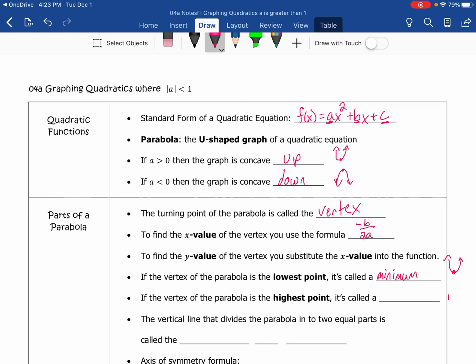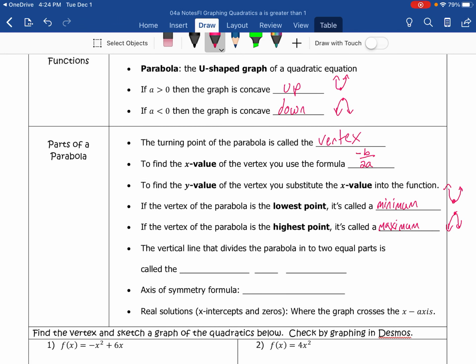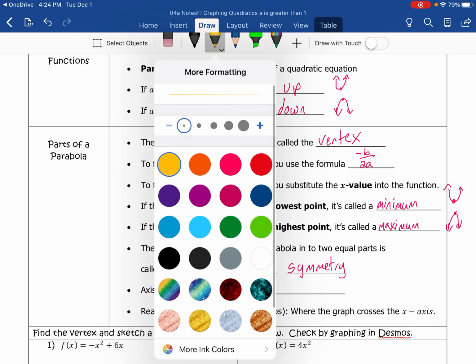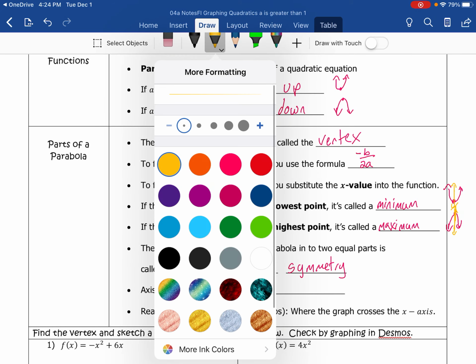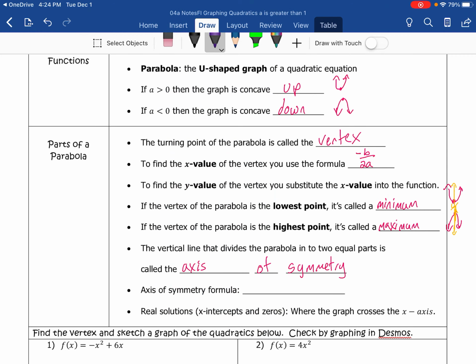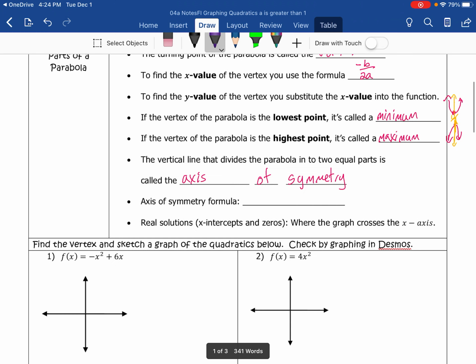If the vertex of the parabola is the highest point, like this one right here, this would be a maximum. Okay. The vertical line that divides the parabola into two equal parts is called the axis of symmetry. Every parabola has an axis of symmetry. This one right here would be this line right here. And the axis of symmetry also has a formula very similar to that formula, and we're going to talk about that in just a moment because I'm going to go down and do a few problems here.